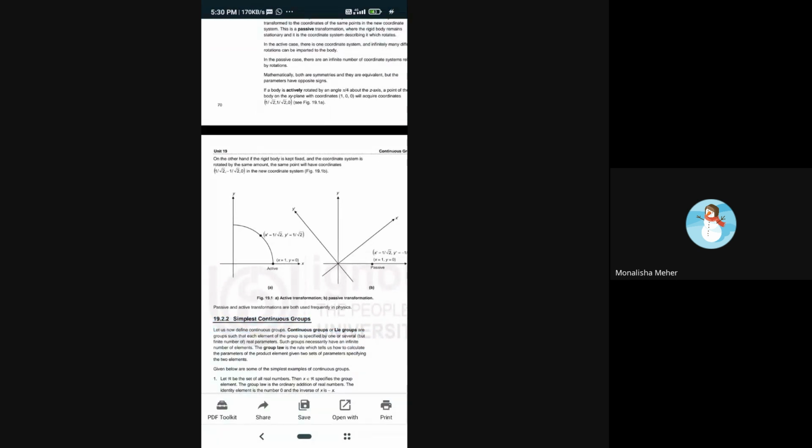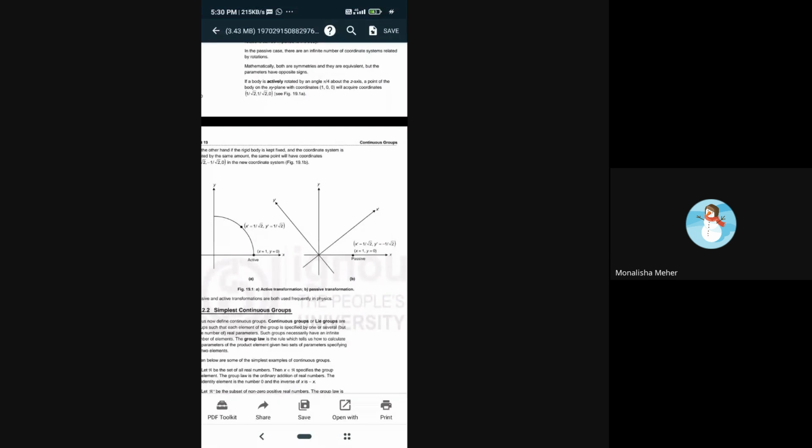But when we keep the body fixed, but we move the coordinate system by rotation, the coordinates of the points of the body in the old coordinate system are transformed to coordinates of the same point in the new coordinate system. This is passive transformation. There are two things. Suppose in figure 19.1, in A, what do you do? The coordinate axes are fixed. X, Y are fixed in their place. You just move the point from the x-axis to a point in the xy plane. So when we move the points from one place to another, it is an example of active transformation. But in figure B, you see your point is on the x-axis. Then you rotate the xy axes by a certain angle and you have x dash and y dash.